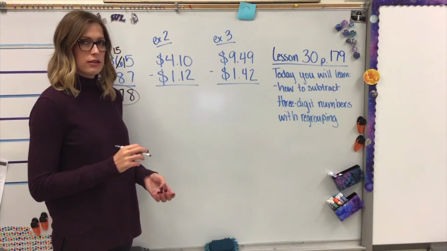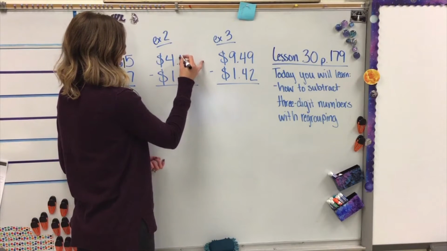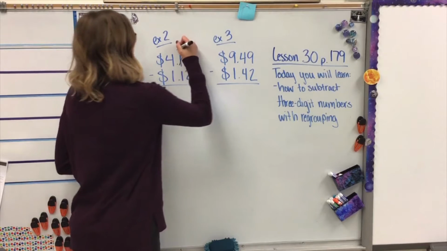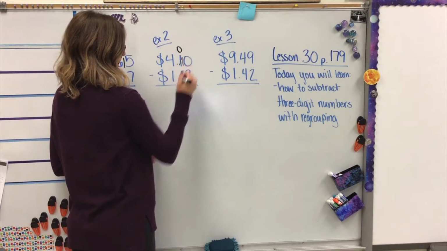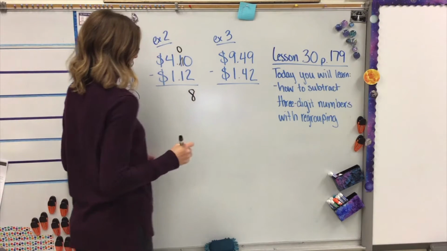Is 0 bigger than 2? Nope. 0 minus 2, can't do that. Cross out the 1. What's 1 less than 1? 0. So we put a 0 up here, and then we change the 0 into 10. Now we can go 10 minus 2 is 8.